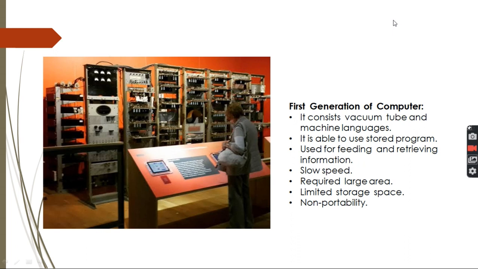These tubes, like electric bulbs, produce a lot of heat and the installation used to fuse frequently. Therefore, they were very expensive and only large organizations were able to afford them. That means they consist of electric bulbs, produce lots of heat and fuse frequently. Hence, only large organizations were able to afford it.